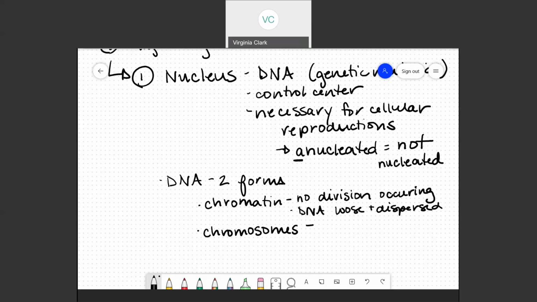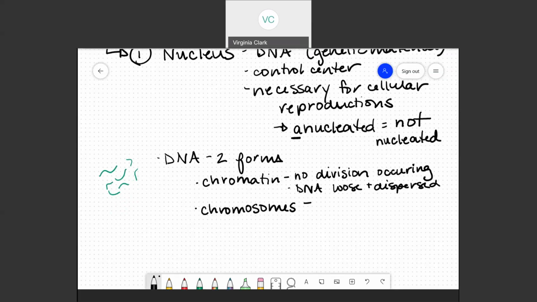So that means what we are saying, loose and dispersed, your DNA will look like this throughout the cell. It is loose and it is dispersed. But when we're talking about the DNA in the chromosome form, what we mean by that is DNA in a form that is called coiled. And this coiled will be ready for reproduction.